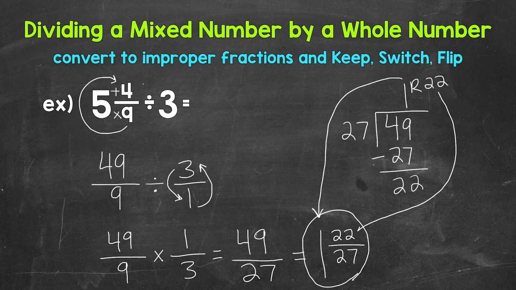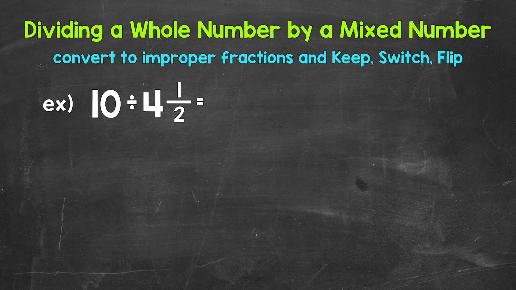That is the numerator of the fractional part of the mixed number. And then we keep the denominator of 27 the same. So 1 and 22 27ths. So there's how to divide a mixed number by a whole number. Let's move on to dividing a whole number by a mixed number. Now let's take a look at dividing a whole number by a mixed number.